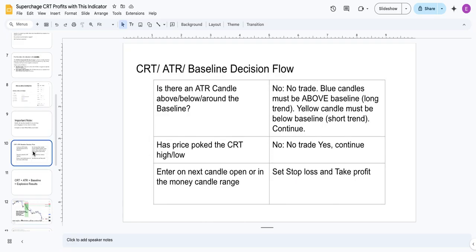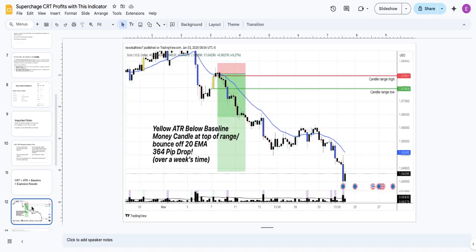Let's toggle back to our decision flow. Is there an ATR candle around or below the baseline? Remember that our yellow candle must be below the baseline. So when we go back to our chart, we have a yellow candle that has exceeded the average true range, okay, but it's still closed below our baseline. So next we wait for a money candle. And if you see, your price is simply bouncing off of the 20 ATR as well.